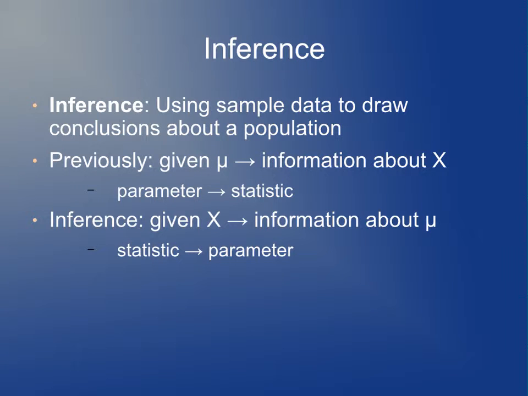So when we talk about statistical inference, it means that you use sample data to draw conclusions about a population. In the previous lecture, given mu, we obtained information about x bar, not useful in practice. What we will normally do in practice is we're given x bar, we take a sample from a population and want to use that to draw inferences about the true mean mu.